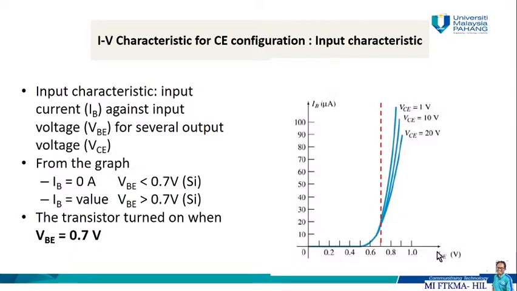VBE, the input voltage VBE, increases larger than 0.7 volt, this is specifically for silicon, then the input current is going to have a certain value. And basically the result will be the same for any output voltage VCE, 1, 10 or 20 volt. So we can basically say that the transistor is turned on when the input voltage VBE is equal to 0.7 volt or larger.